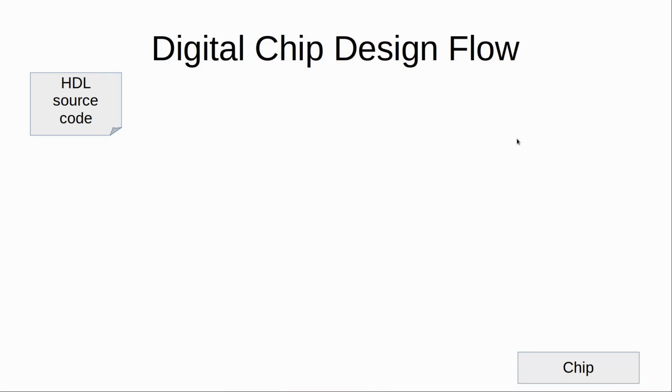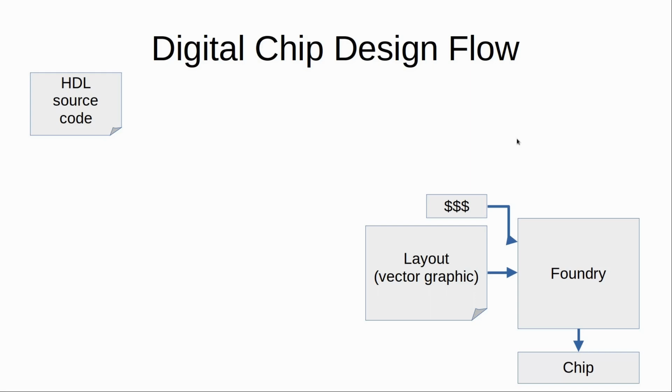So let's have a look at how people usually do digital circuits. You often start from a high-level description in a hardware description language. That's kind of your source code. And you want to turn this into a chip in the end. And for that, you need a foundry who produces the chip. The foundry wants from you a layout. That's basically a vector graphic representation of your circuit. They also want money. And they give to you the design rules. So basically, they tell you what kind of structures they can fabricate, for instance, how tiny the transistors can be, how thick the wires need to be.